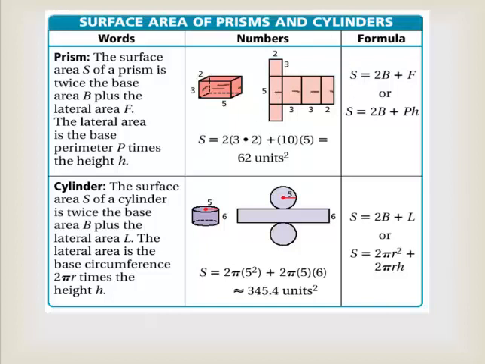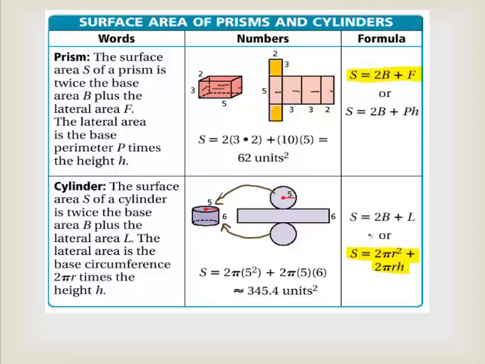Okay. We provide 2 formulas here. I prefer the top one. I usually find the area of each base, and then I find the area of each of the faces. For a cylinder, I prefer using this formula. The surface area of a cylinder is twice the base. Once again, we have the top and the bottom, plus the lateral area, and this rectangle is the lateral area.